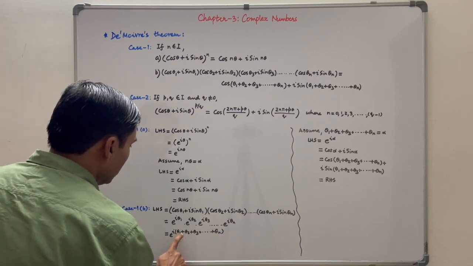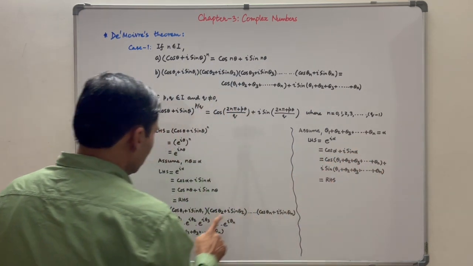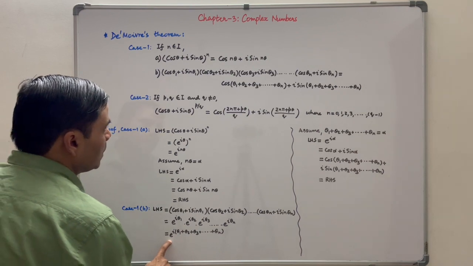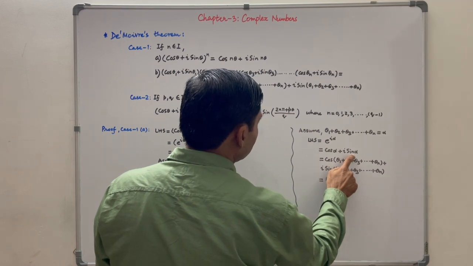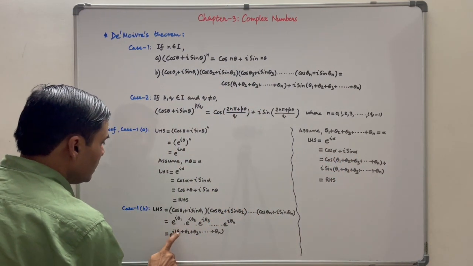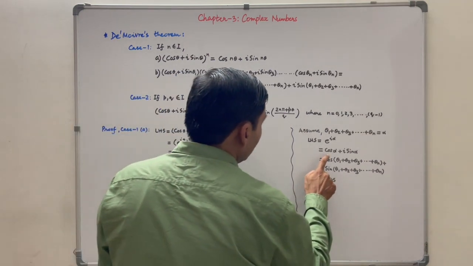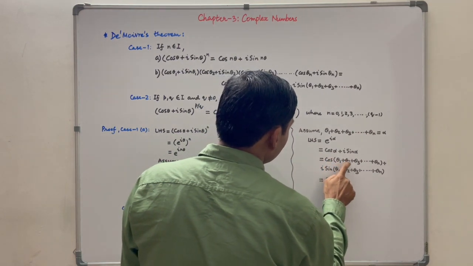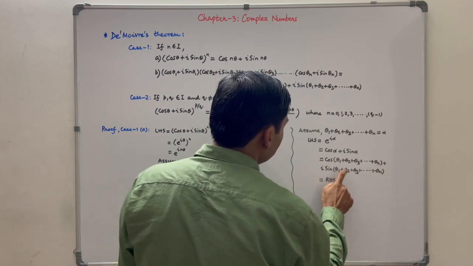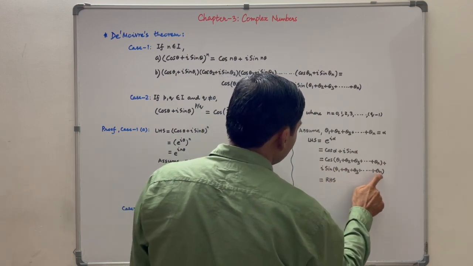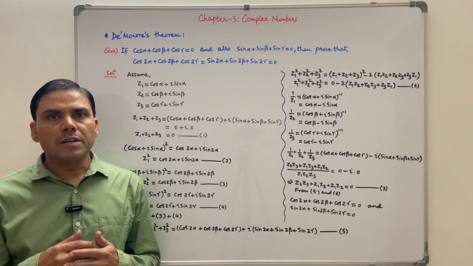Let us say theta 1 plus theta 2 plus theta 3 and so on up to theta n is equal to alpha. So LHS is equal to e to power i alpha, which can be expanded as cos alpha plus i sin alpha. Now let us put the value of alpha back as theta 1 plus theta 2 plus theta 3 plus and so on up to theta n. So it becomes cos of theta 1 plus theta 2 plus theta 3 plus and so on up to theta n, plus i sin of theta 1 plus theta 2 plus theta 3 plus and so on up to theta n, which is right hand side. Let us see one question based on the De Moivre's theorem.